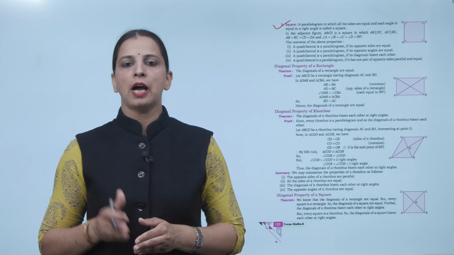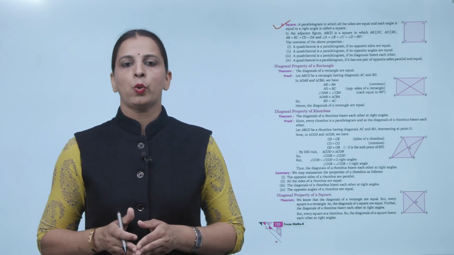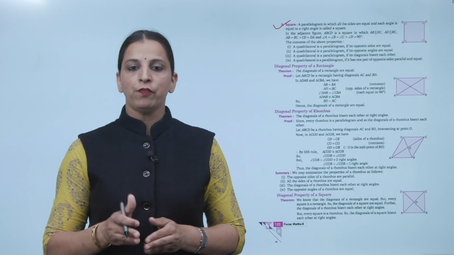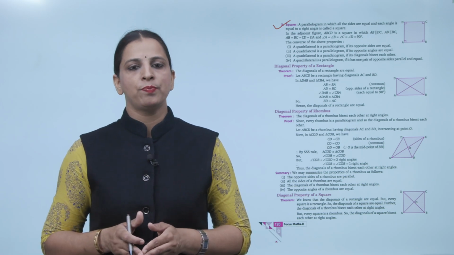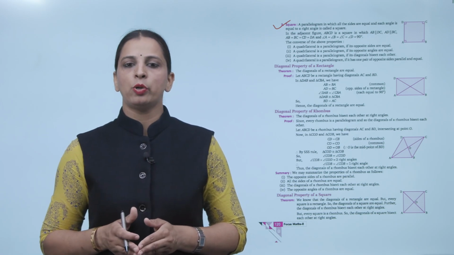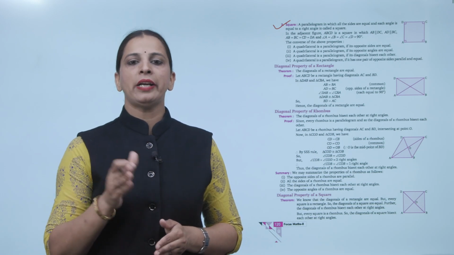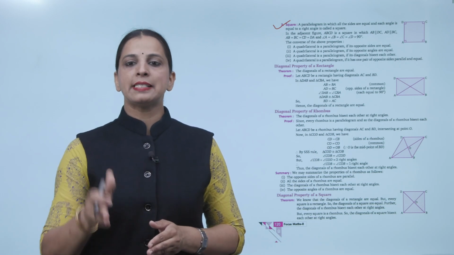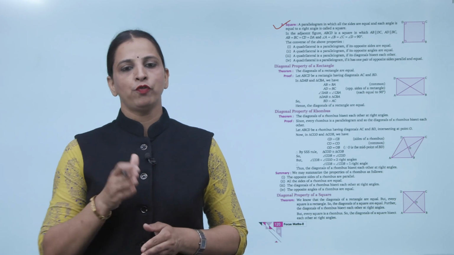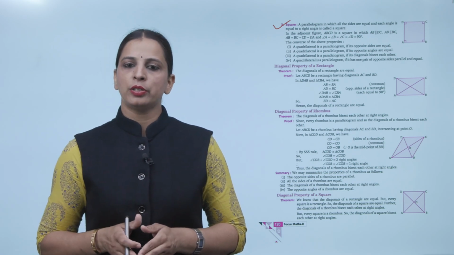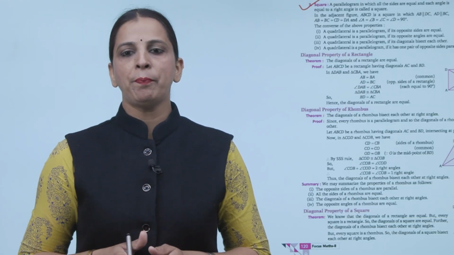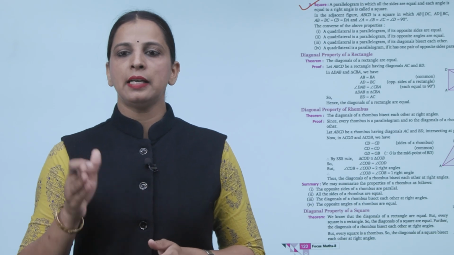The converse of the above properties. First, a quadrilateral is a parallelogram if its opposite sides are equal. Second, a quadrilateral is a parallelogram if its opposite angles are equal. Third, a quadrilateral is a parallelogram if its diagonals bisect each other. Fourth, a quadrilateral is a parallelogram if it has one pair of opposite sides parallel and equal.